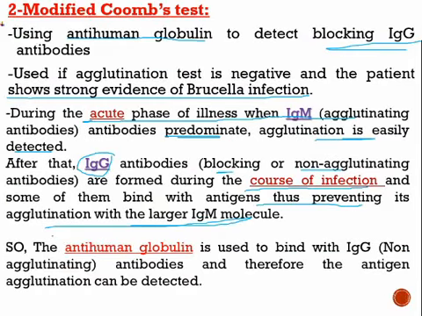So how to overcome this? The anti-human globulin is used to bind with the IgG, which is non-agglutinating, and therefore the antigen agglutination can be detected. So that's the idea of this test.